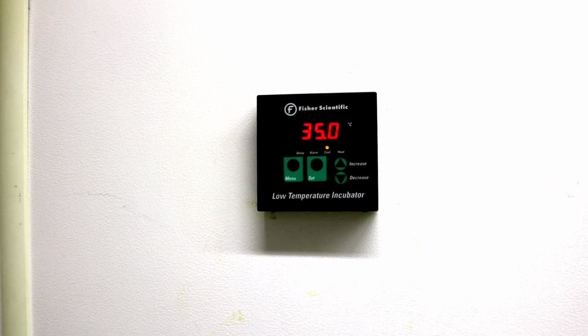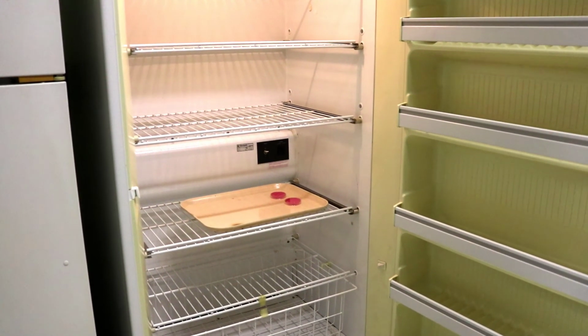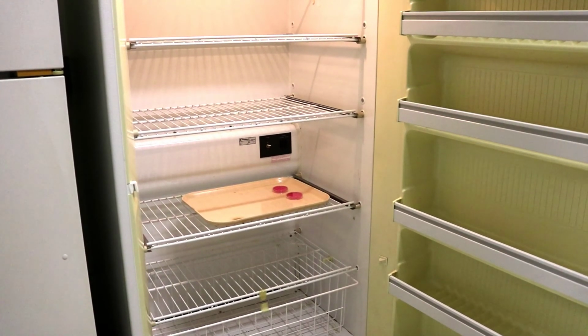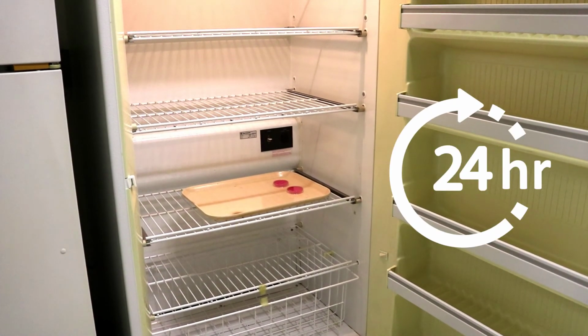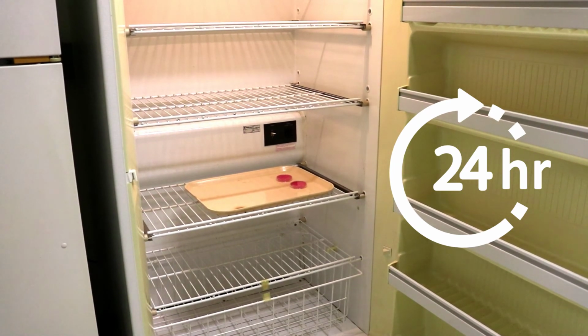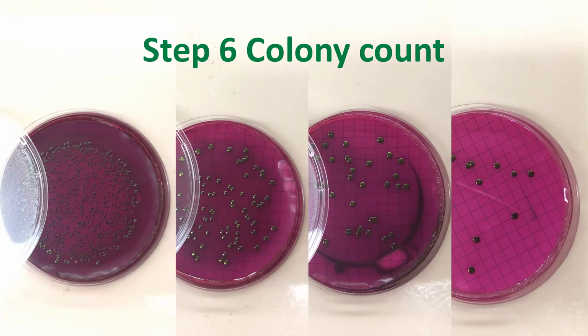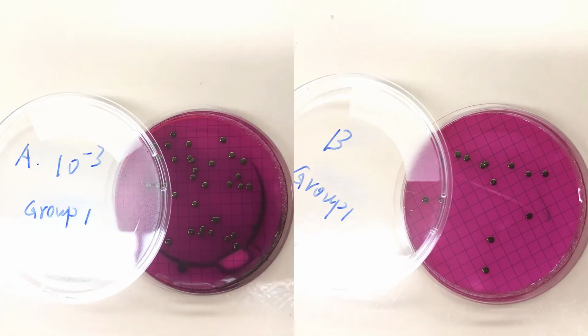Put all plates upside down in a tray and transfer them to a 35 degrees Celsius incubator to cultivate them for 24 hours. The cells will grow into colonies as they feed on the agar over the 24-hour period. Come back the next day and take out the plates from the incubator. Now, count the number of colonies in each plate.